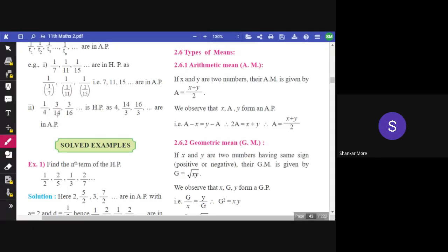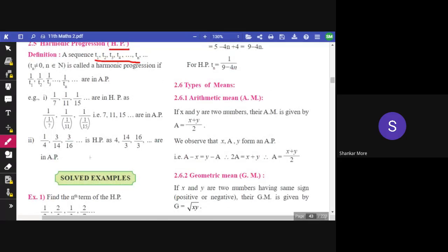1 by 4, 3 by 14, 3 by 16 is HP, as 4 is the reciprocal of 1 by 4. Okay, 14 by 3 is the reciprocal of 3 by 14, and similarly 16 by 3 are in AP. Now you have to find D here. So how can you find the D? Subtract 14 by 3 from 16 by 3. Okay, so you find out the A and D.